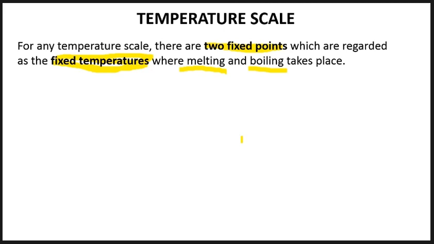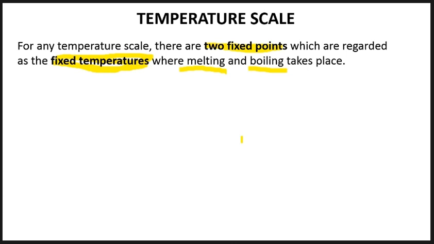Knowing full well that boiling takes place at 100 degrees Celsius, so that's a fixed temperature. It is generally acceptable everywhere. Melting takes place at 0 degrees Celsius. That is generally acceptable everywhere, which makes it a fixed temperature. So that's why we call those two values I've just mentioned fixed points. Every temperature scale has this kind of two fixed points, though it may not necessarily be 100 degrees Celsius and 0 degrees Celsius.